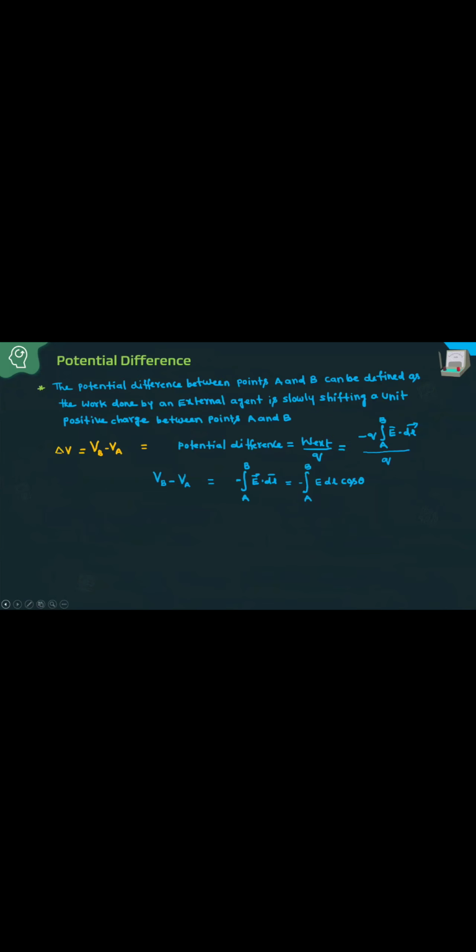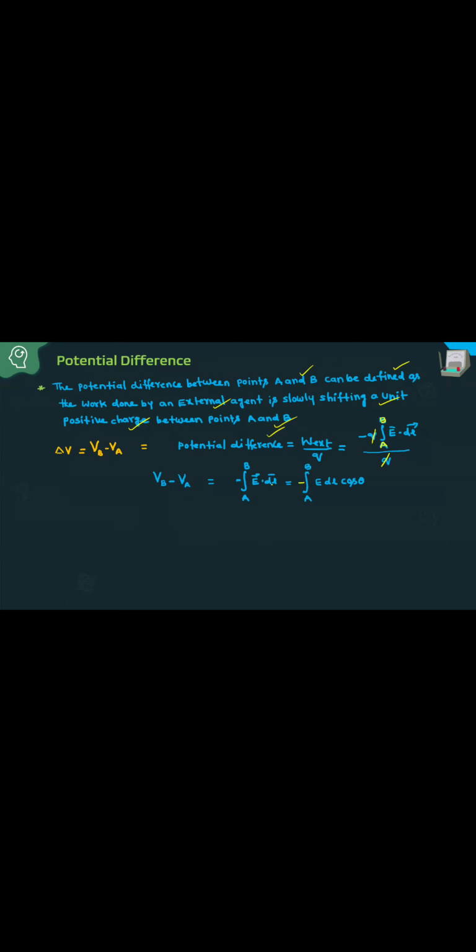Now here I am giving the potential difference also. What is the potential difference? The potential difference between points A and B can be defined as the work done by an external agent in slowly shifting a unit positive charge between points A and B. Therefore, the potential difference, shifting the charge from A to B, is minus Q E bar into dl. Then VB minus VA equals integral from A to B, the Q cancels, minus E bar into dl.